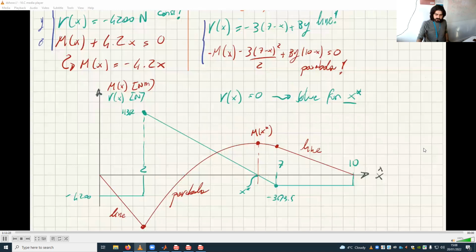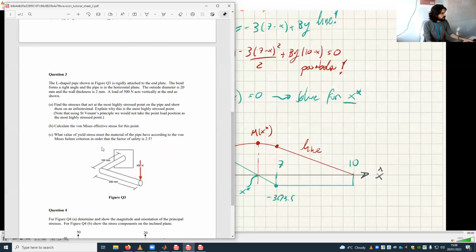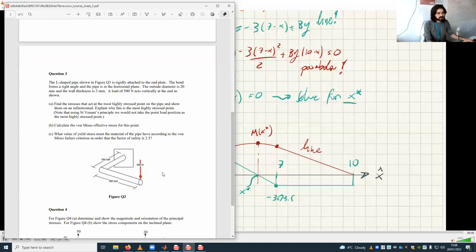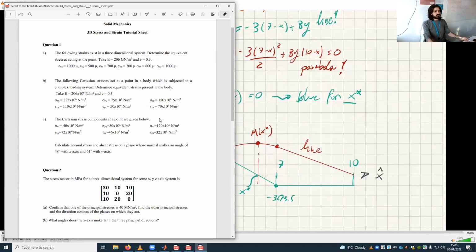Okay, so I think that's it. Let's solve. I would like to solve this one as well, but I'll do this later, or if not, I'll just give you the solution. I would like to solve instead the 3D stress one. So let's start with question 1 very easily.